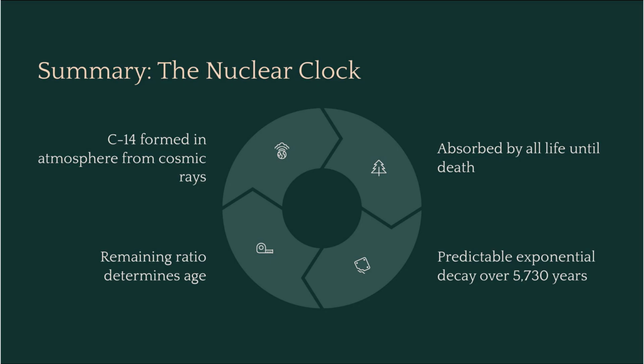To summarize, the nuclear clock is a cycle of nature. Carbon-14 is formed in the atmosphere from cosmic rays. It is absorbed by all life until death stops the process. From there, the remaining ratio determines age. It is a predictable exponential decay over 5,730 years that allows us to look back in time with confidence.